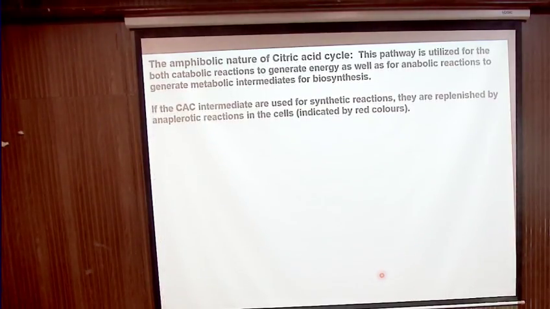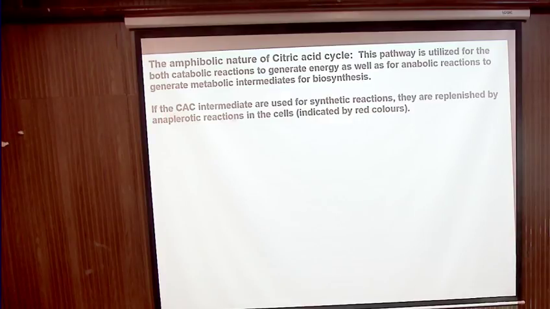We need to understand this a little further. Now this amphibolic role of the TCA cycle or citric acid cycle: this pathway is utilized for both catabolic and anabolic purposes, to generate energy as well as metabolic intermediates for biosynthesis. So there are two important reasons why it's called amphibolic. One, it produces energy. That was what we saw until now. The second is that it generates metabolic intermediates for biosynthesis. We saw fatty acid synthesis can take place from citrate.